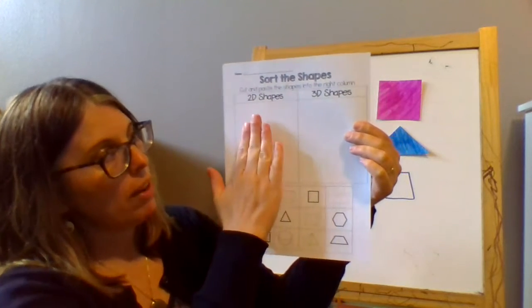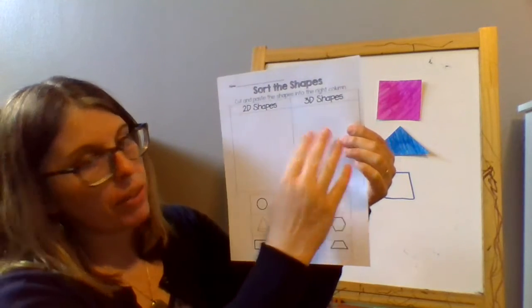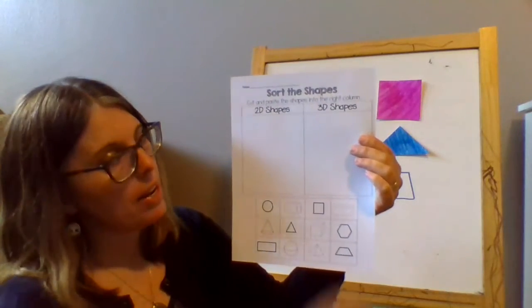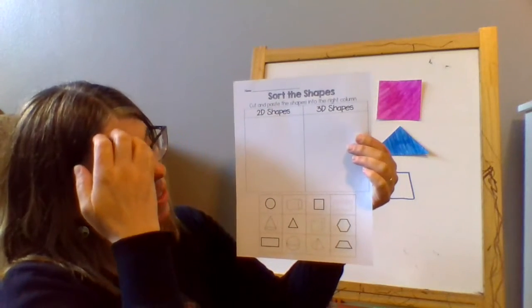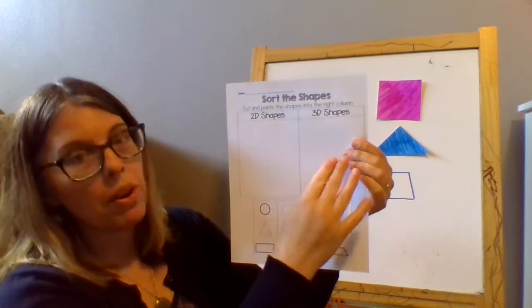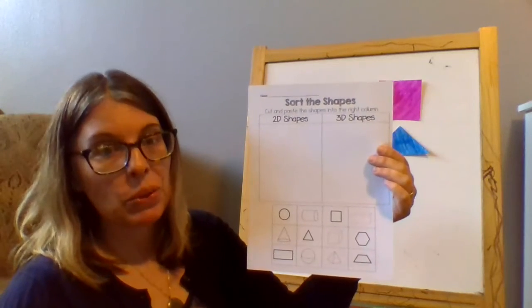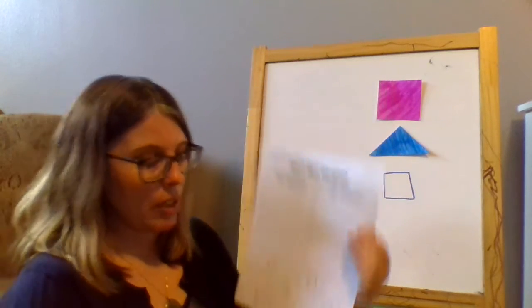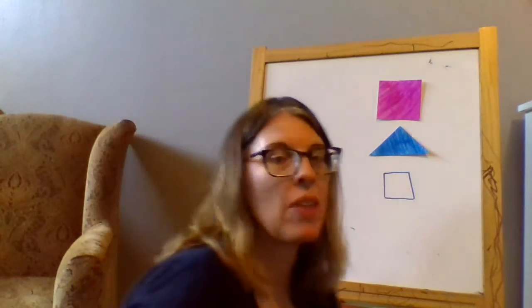If they're 2D and flat, they go over here. If they're 3D and they have dimension and they're solid, they go over here. So you want to think about, is it a 2D shape or a 3D shape? So you're going to sort these shapes into the different categories. Then there's something else you can do that's really fun.